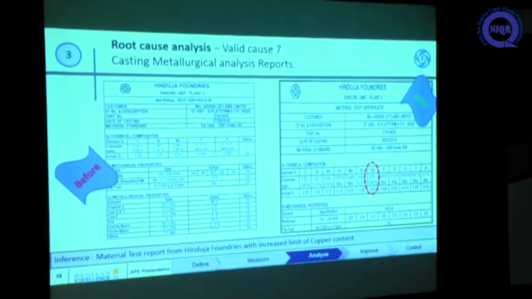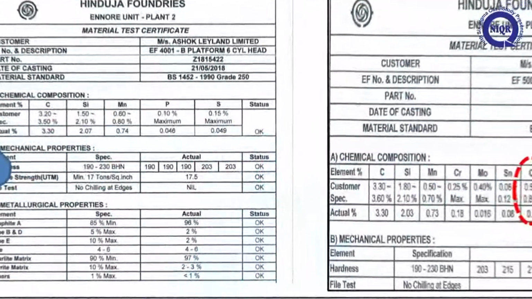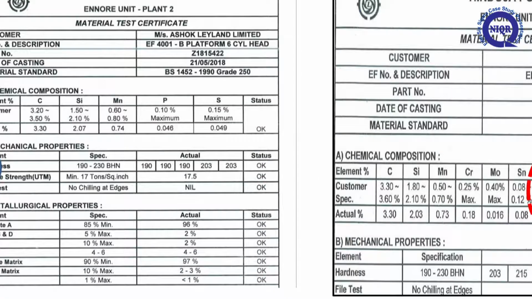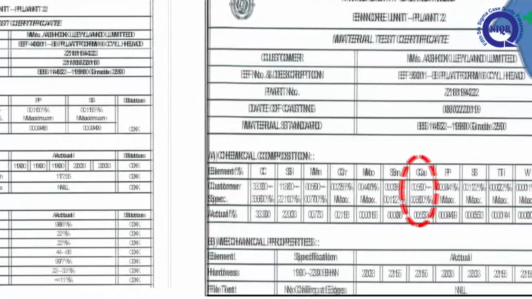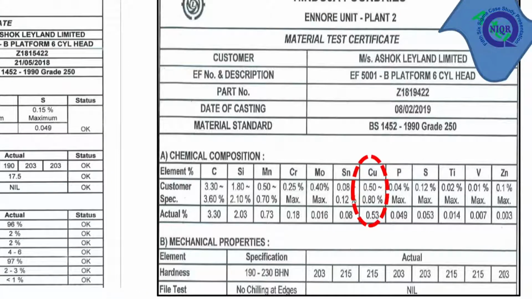Then we thought there would be only 2 possible changes. One is in the casting, and the other is in the tool. On analysis, no tool change has been done. The same tool is being used, so how did something happen with the casting?